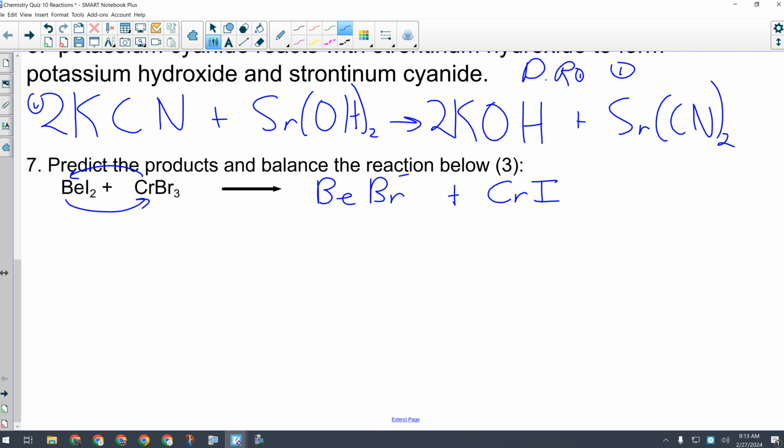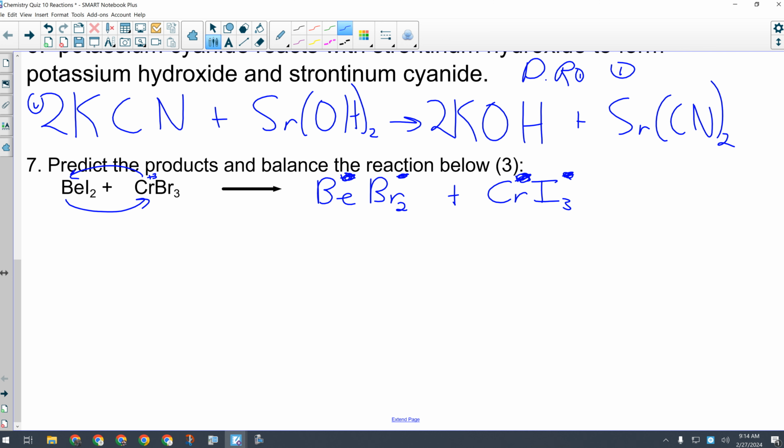So bromine is a -1, beryllium is a +2, so I'll be looking at BeBr2, of course. And then for this one here, I know that iodine is a -1, and I know from this side that chromium was the +3 variety. So I'm going to say it's a +3 and drop and swap. So I'll have CrI3. All right, now my reaction is written correctly, but now the reaction needs to be what? Balanced, because it isn't yet.